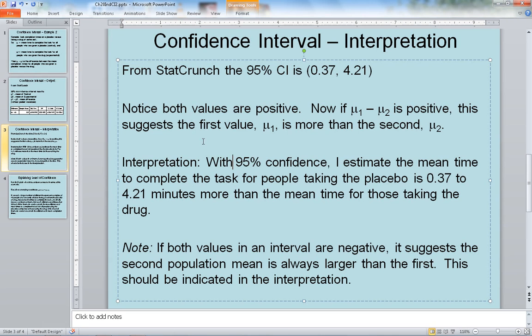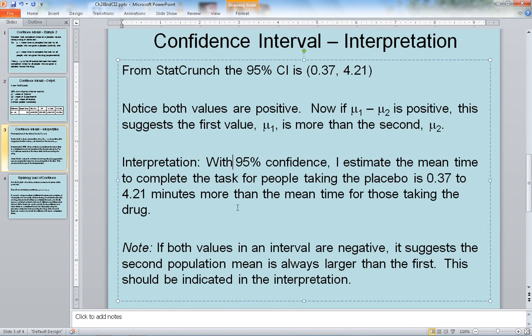So in this case, we're seeing that as the time was measured in minutes, and we get this interval that has both a lower and upper endpoint that are positive, and remember that's the answer to this subtraction question, that tells me this first population mean, I think, is at least 0.37 and at most 4.21 minutes more than mu2, which means the task completion time is longer on the placebo than with the drug.